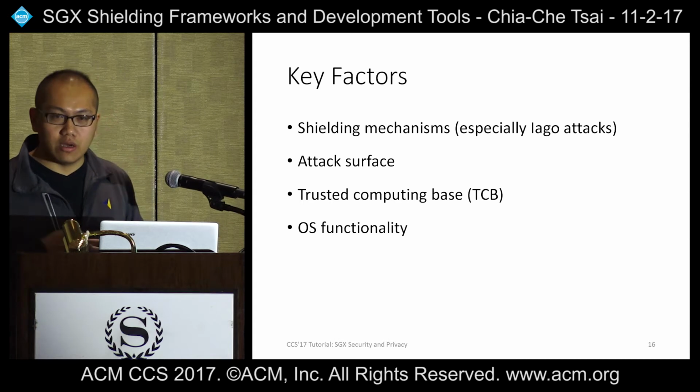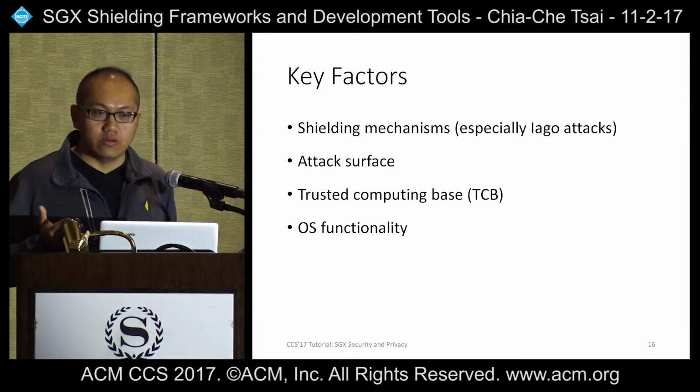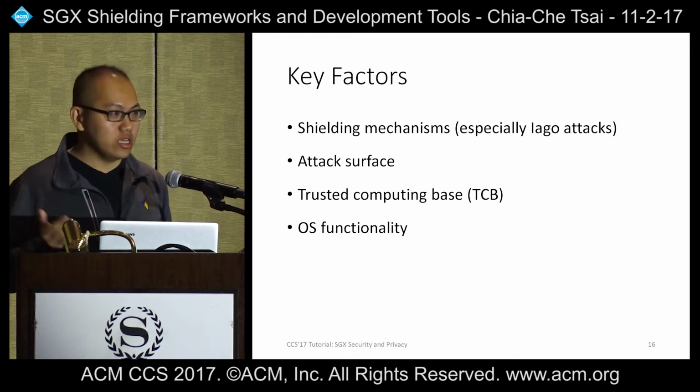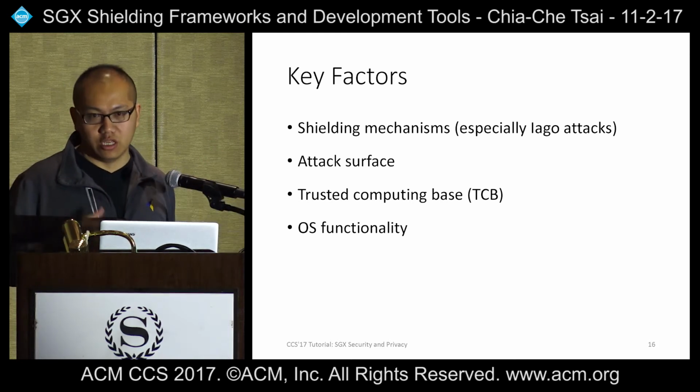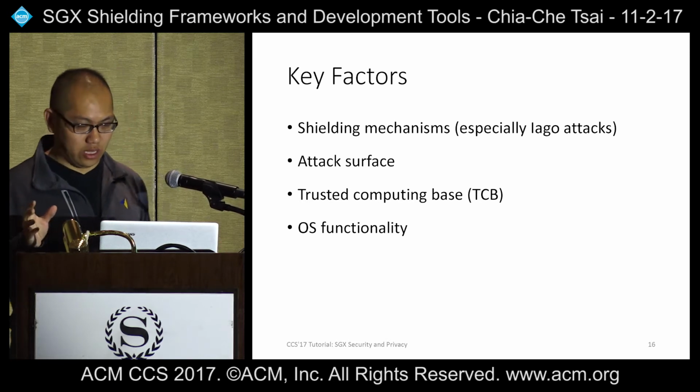Fourth, you want to think about whether they actually provide the OS functionalities that you want. For example, if you need multiprocessing, only a few shielding frameworks actually give you multiprocessing. So you have to use those frameworks if you actually need that functionality.